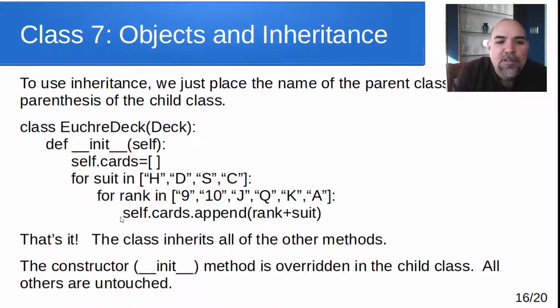And that's it. That's all we have to do is have this one thing, because we've inherited all of the other methods. We've inherited shuffle and draw and replace. We don't need to re-implement those here. We only need to change this. And this is called an overridden method because we've replaced the one in the original with a new version. All the other methods are untouched.